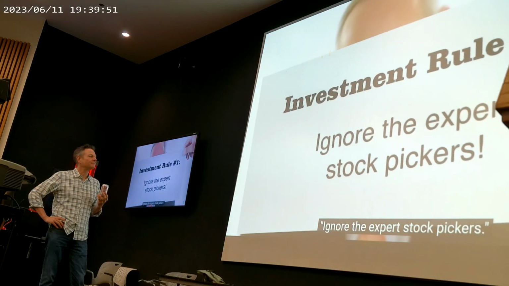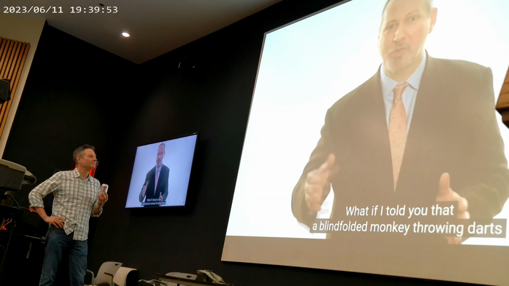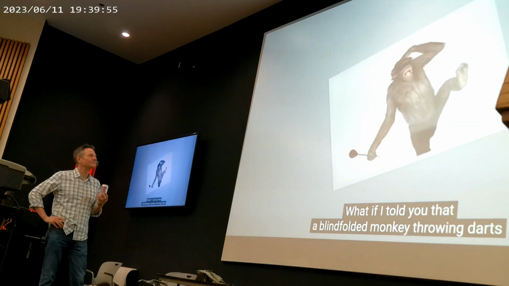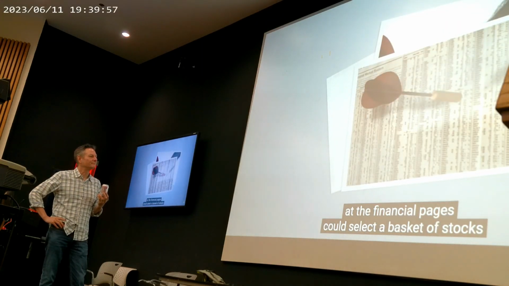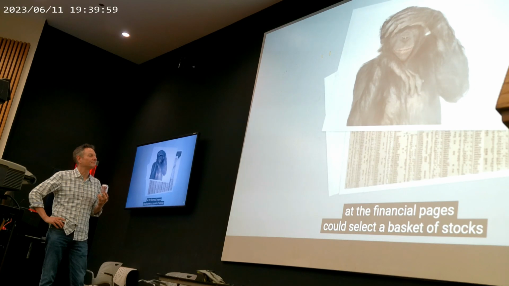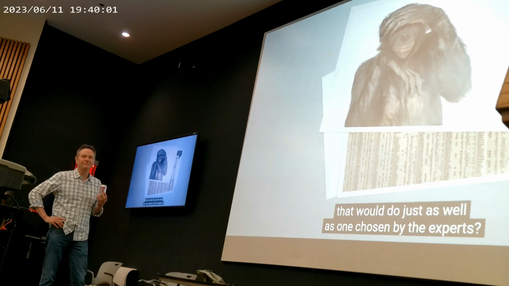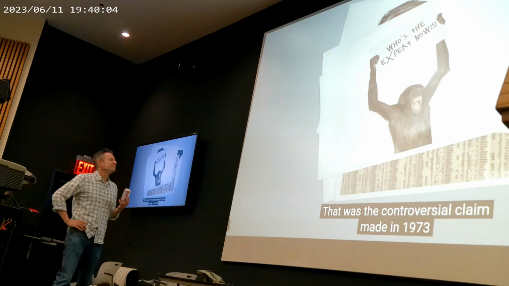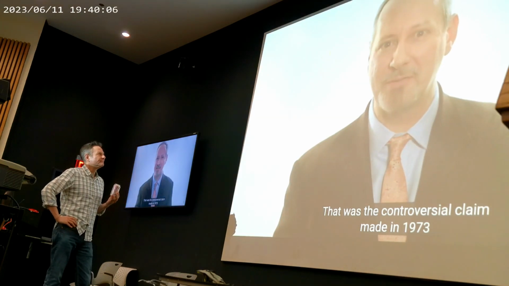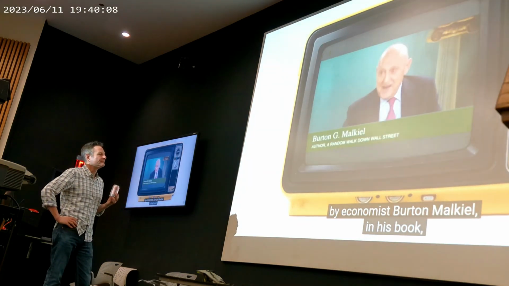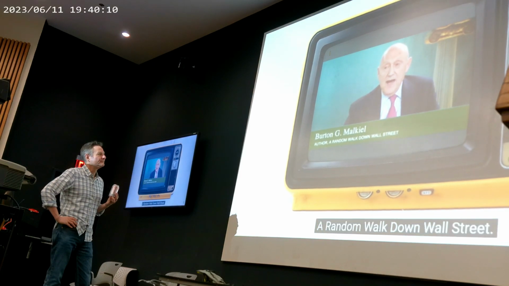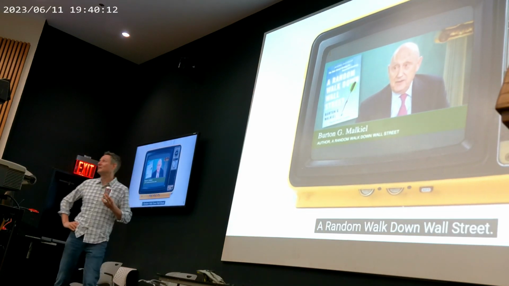Ignore the expert stock pickers. What if I told you that a blindfolded monkey throwing darts at the financial pages could select a basket of stocks that would do just as well as one chosen by the experts? That was a controversial claim made in 1973 by economist Burton Malkiel in his book, A Random Walk Down Wall Street. Great book, by the way.